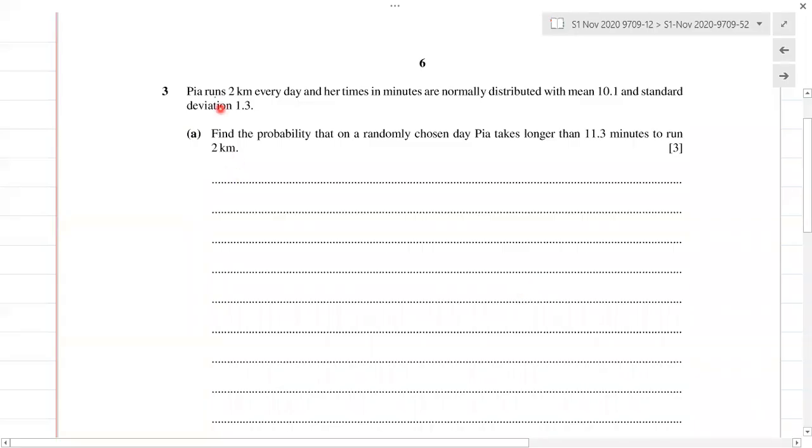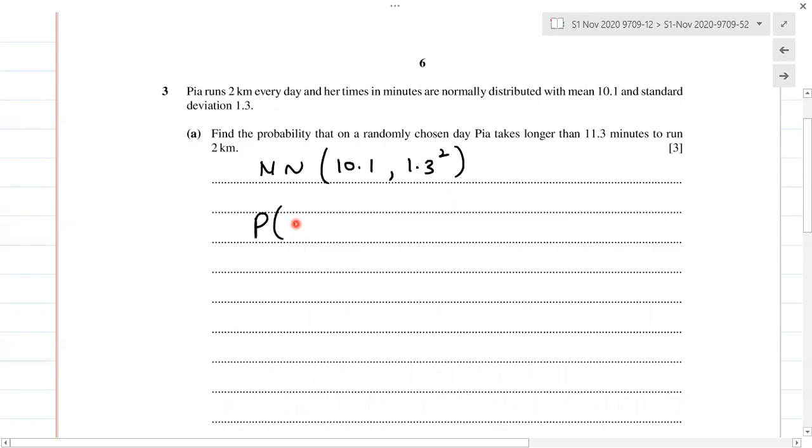Question 3. Pia runs 2 kilometers every day and her times in minutes are normally distributed with a mean of 10.1 and standard deviation of 1.3. So if this is normally distributed with a mean of 10.1 and standard deviation of 1.3, we write this as mean and variance, standard deviation squared, so 1.3 squared. Find the probability that on a randomly chosen day, Pia takes longer than 11.3 minutes to run 2 kilometers.